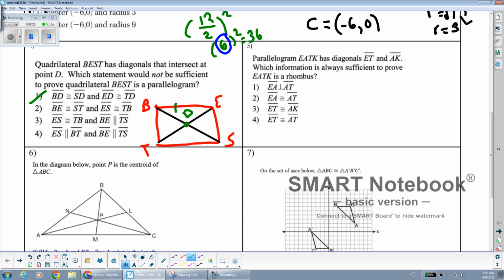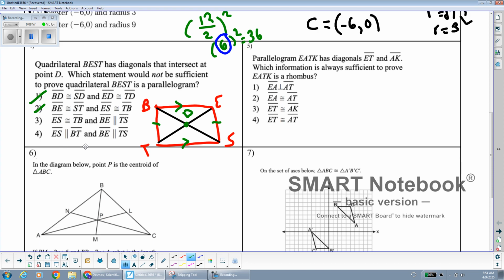BE congruent to ST and ES congruent to TB. This would prove that it's a parallelogram. Both pairs of opposite sides being congruent is a parallelogram property. ES is congruent to TB and BE is parallel to TS. This would not prove it's a parallelogram. It's not one pair congruent and one other pair parallel. It's one pair that is both congruent and parallel to prove it's a parallelogram.